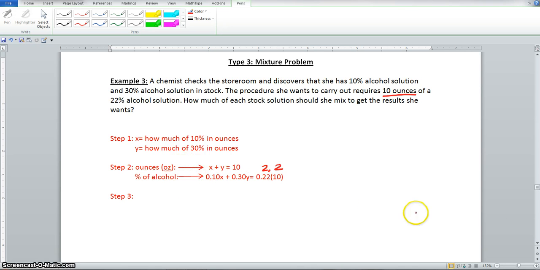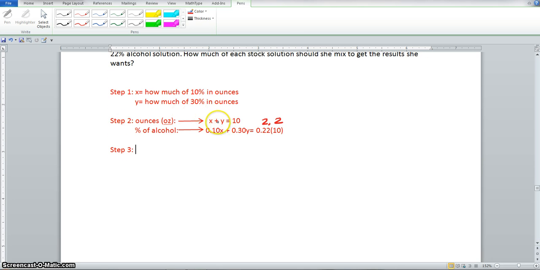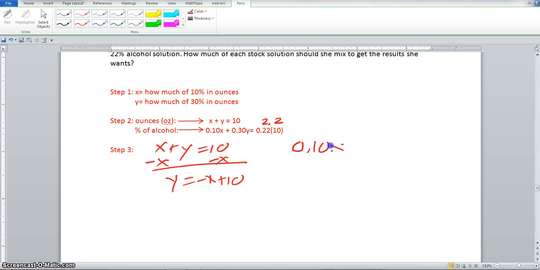Now what we have to do next in step 3, we know we need to solve the problem. So I suggest we do the substitution method. What we could do here is get y by itself. So we could take x plus y is equal to 10, subtract x on both sides, and we have y equals negative x plus 10. So now we would substitute this negative x plus 10 into the second equation. So we have 0.10x plus 0.30, and y is equal to negative x plus 10, and that equals 2.2.